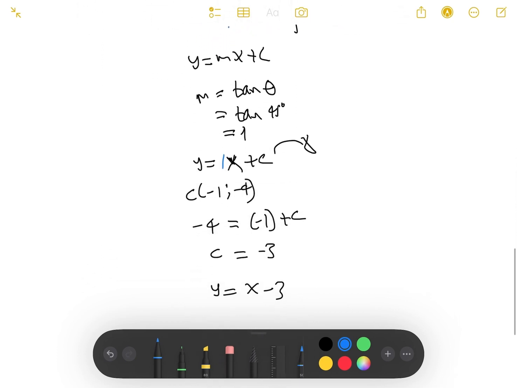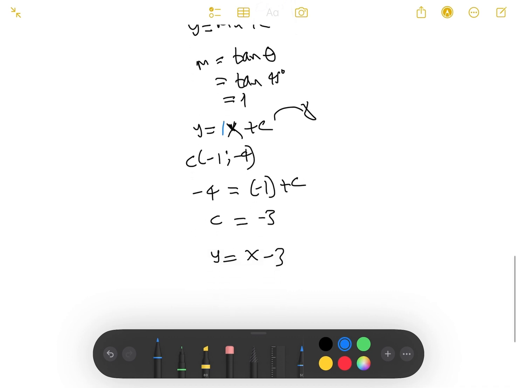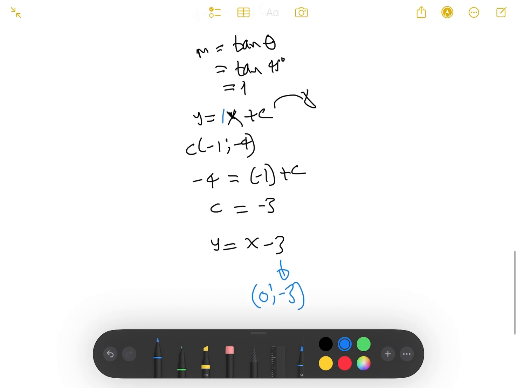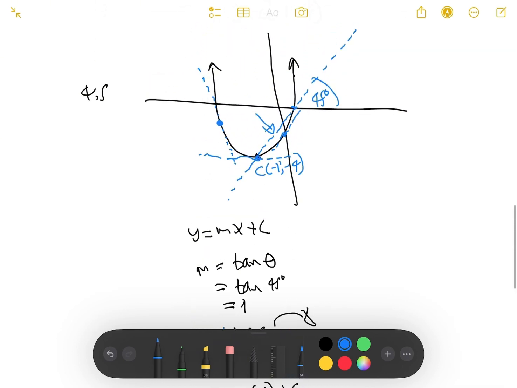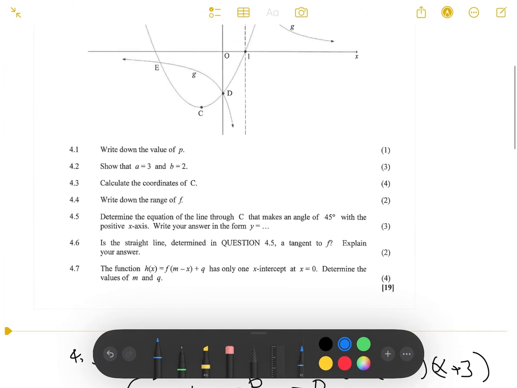So here what we notice, the first thing to note, is its y-intercept. You can calculate that by letting x equal 0. Its y-intercept will be (0, -3). And then remember, where did we have (0, -3)? (0, -3) is point D.